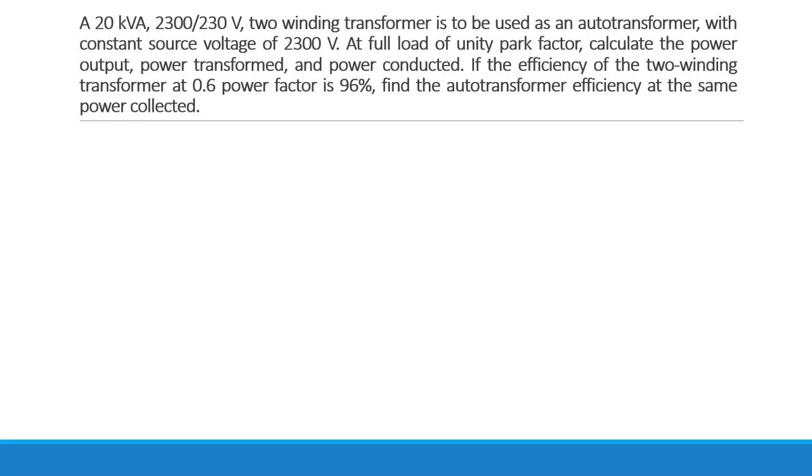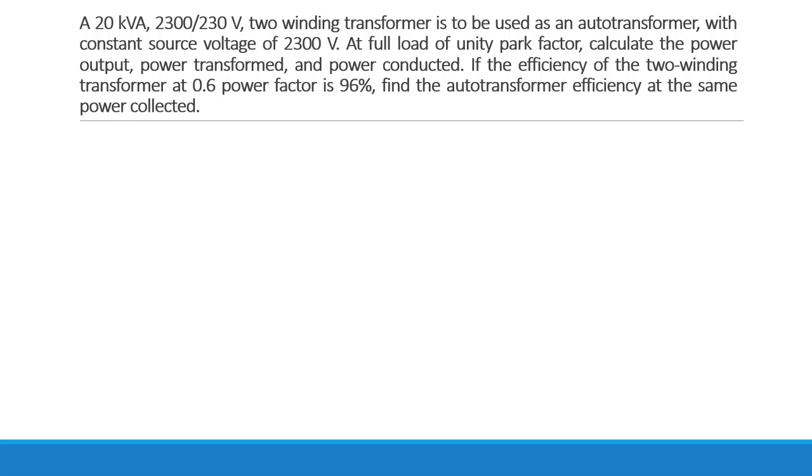At that time you have to determine what will be the power output, what will be the power transformed. We know very well that in an auto transformer, a part of the power is transformed from one circuit to another through transformer action, and the rest of the power is transferred through conduction. That is very clear to us. So we need the power transformed and power conducted. Transformed means through transformer action, conducted means through conduction. Another part we are going to discuss later on. I think the things are clear to you.